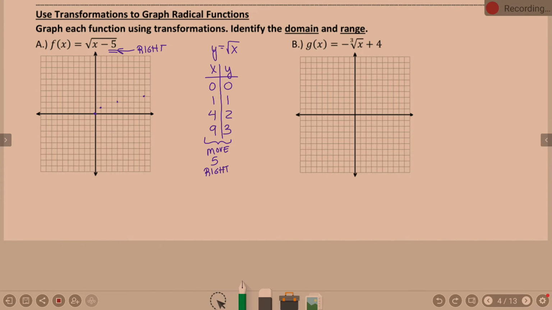So my dot that was at (0, 0) is now going to be at (5, 0). My dot that was at (1, 1) is now going to be at (6, 1). My dot that was at (4, 2), move it 5 right, and it's going to be at (9, 2). My dot that was at (9, 3) is going to be at 5 right, so it's going to be at (14, 3).